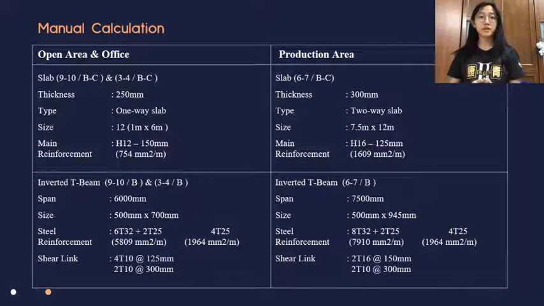For the manual calculation, we have calculated two types of area. First is open area and offices, which has the live load of 2.5 kN per meter square, while the production area has a larger live load of 5 kN per meter square. And you can see here, we have proposed the thickness of slab, sizes, main reinforcements, and shearing of all the components. For the slab, we have used normal RC method to calculate it, while for inverted T-beam, L-beam, and column, all use the precast method to calculate it.